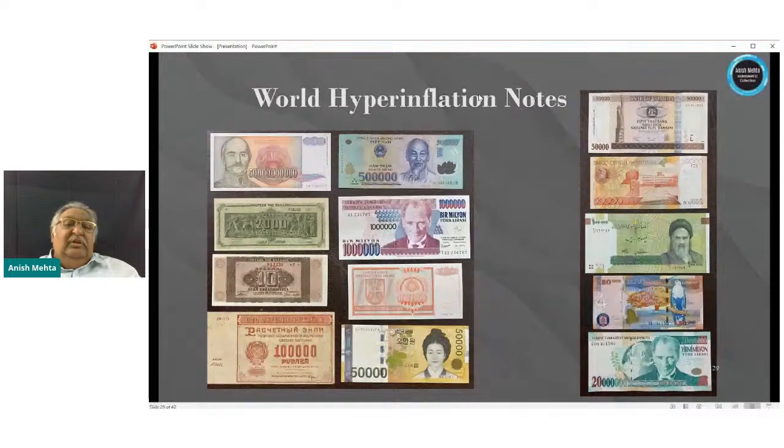These are some other countries where you have higher denomination notes. Yugoslavia, Turkey, you have South Korea, Russia, Iran, these are Greece. On here you can see they have only mentioned 2010. 10 means it's 10 billion and 2000 is 2000 million. You have Uganda having 50,000 denomination.